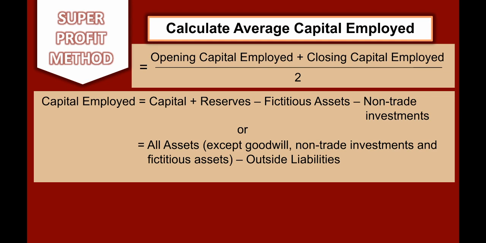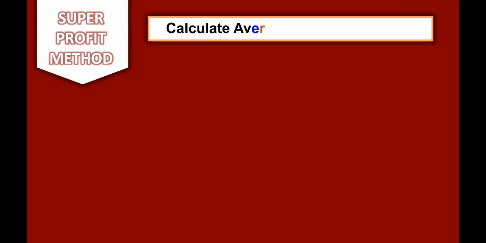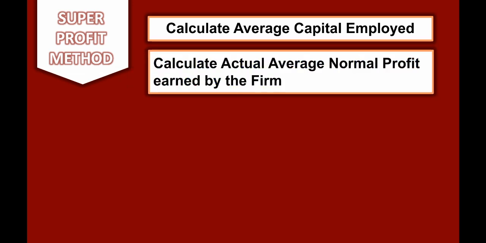Let's start once again. Steps to calculate goodwill according to super profit method. First, calculate average capital employed. Then, calculate actual average normal profit earned by the firm. This actual average normal profit we have already studied in our previous lecture. Whatever profit a firm has earned will be normalized by adding or subtracting abnormal gains or abnormal losses. Then its average will be done to calculate the actual average normal profit earned by the firm.